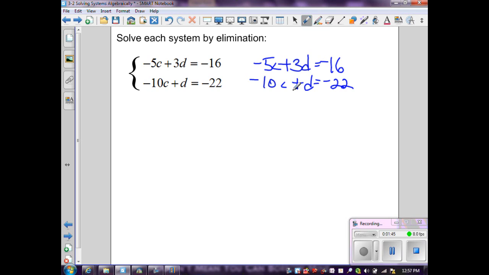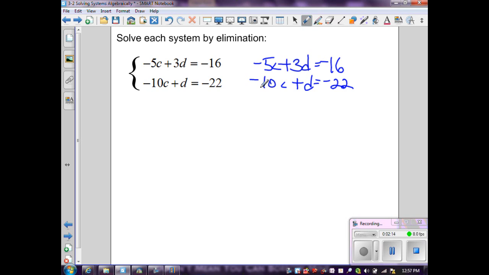Now I have to see if my coefficients are opposites for one of my like variables. So here, for my c's, a negative 5 plus negative 10, they are not opposites. For the d's, I have 3 and 1. They are not opposites. But what I can do is create an equivalent system, and that is by multiplying one or both of these equations by a multiple that will get them to be opposites. It doesn't matter which one you use.